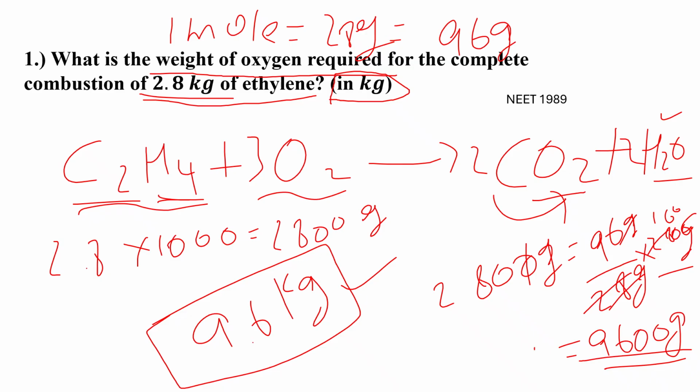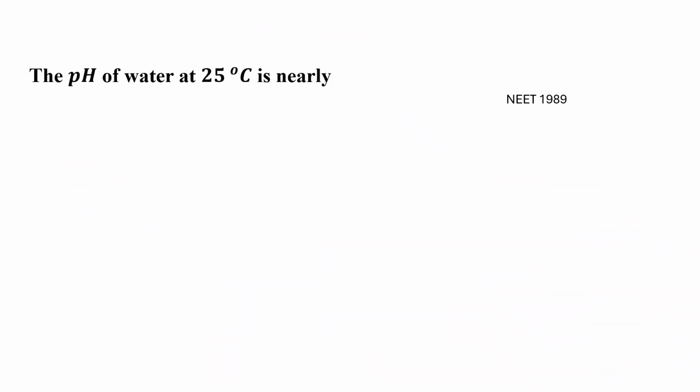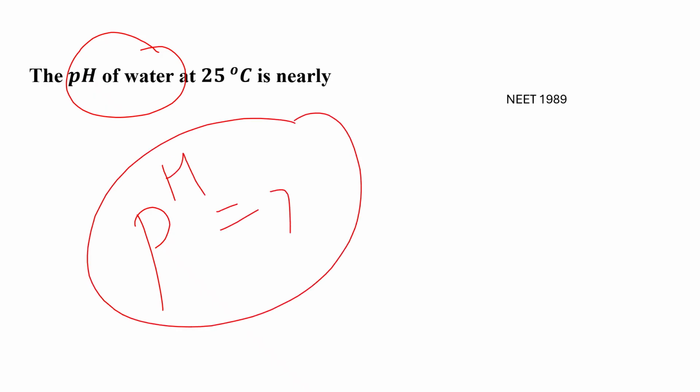Okay. The next question is a very simple one. The pH of the water at 25 degrees Celsius is nearly... okay, pH of the water. This is simple water. This is not salty water. This is not acidic water. They mentioned simply water. So the pH of water is always 7. So 7 is the answer for this question also.